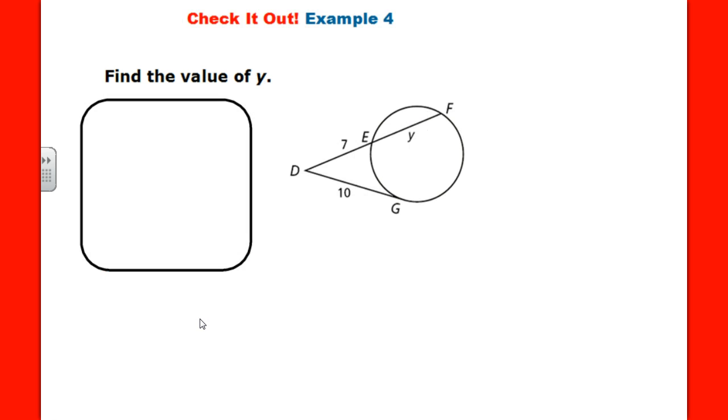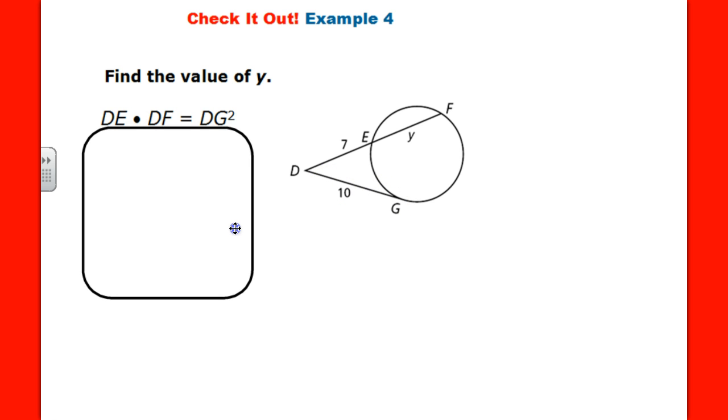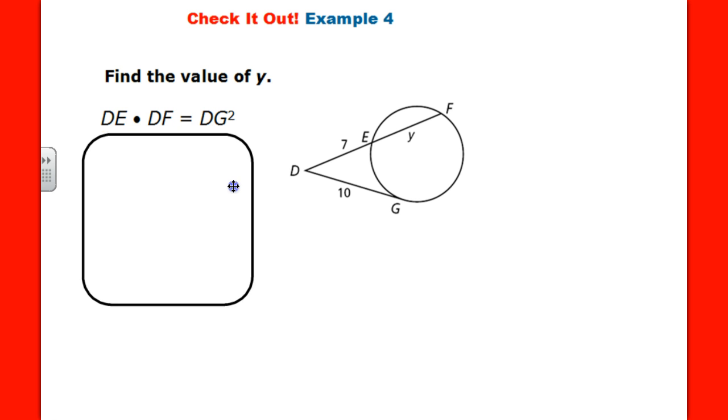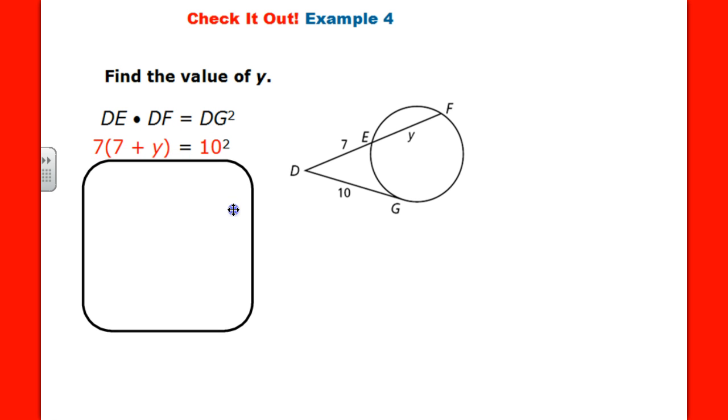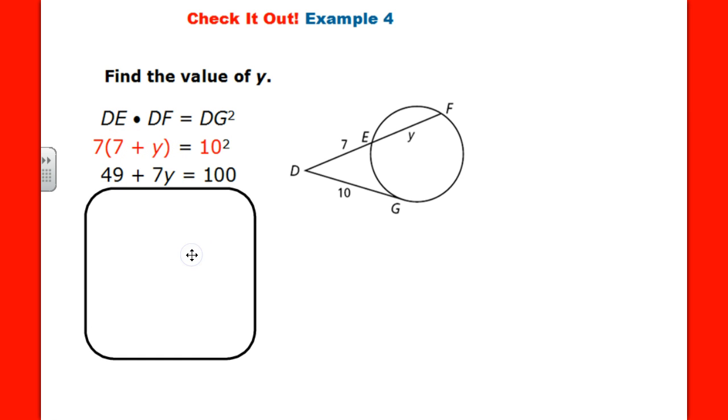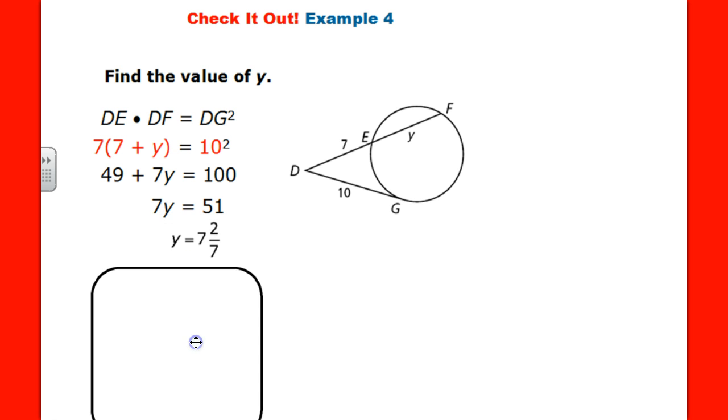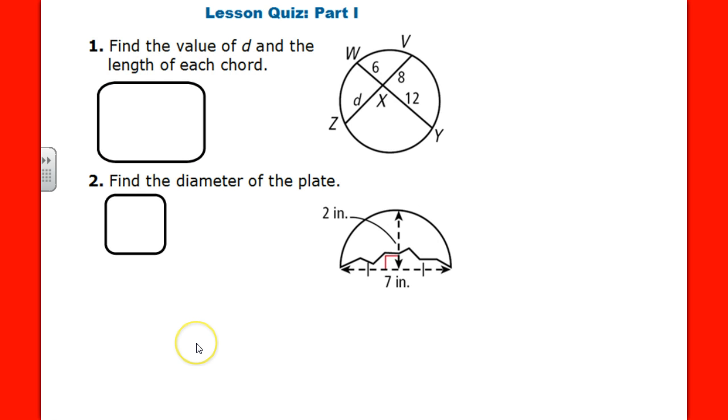Find y. Pause the video, come back when you're ready. Okay, you should have again whole times external equals tangent squared, right? And when you substitute those values, we have the whole 7 plus y times 7 equals tangent squared. And subtract your 49, divide by 7, and we have y equals 7 and 2/7.